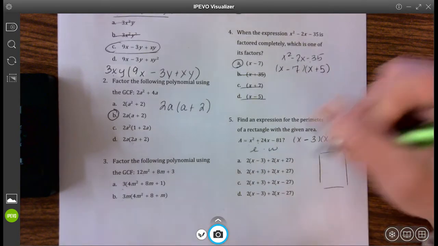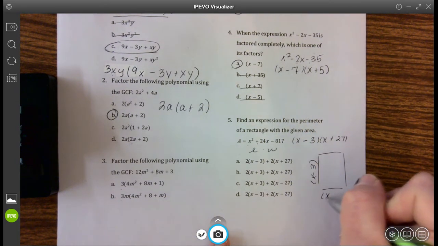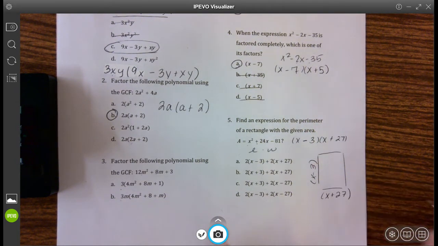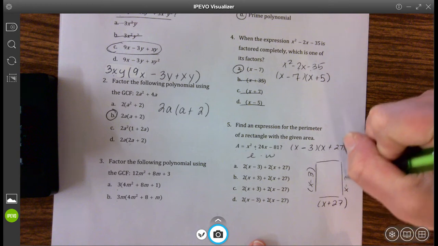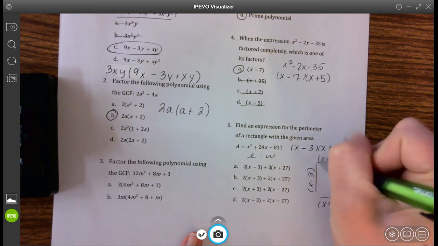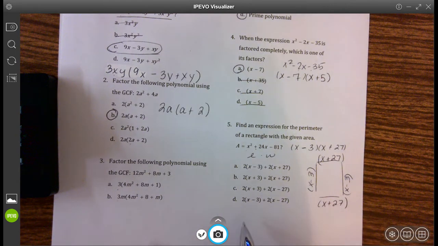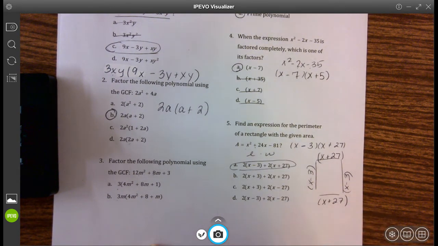So we're not really sure which is the length and which one's the width, but it doesn't matter because they just get multiplied together. So if you're trying to find the perimeter, you know that there's 2 sides with x minus 3, and there's 2 sides with x plus 27. So your answer would be A. 2x minus 3's and 2x plus 27's.